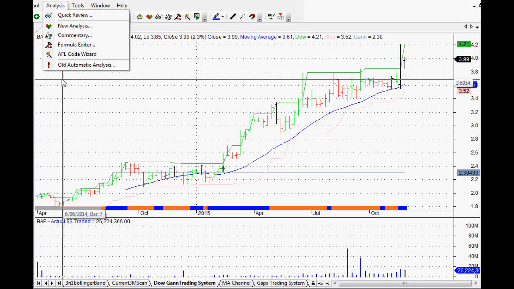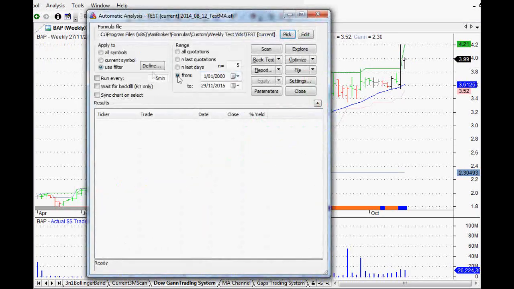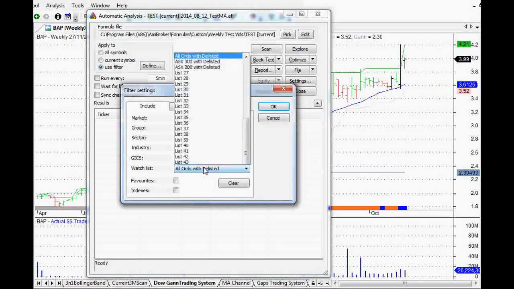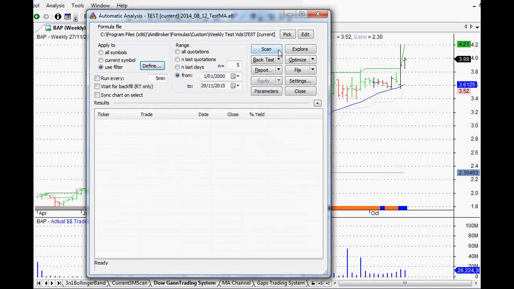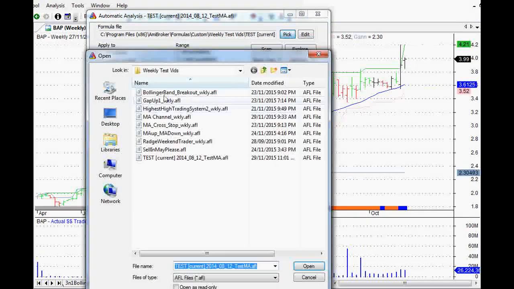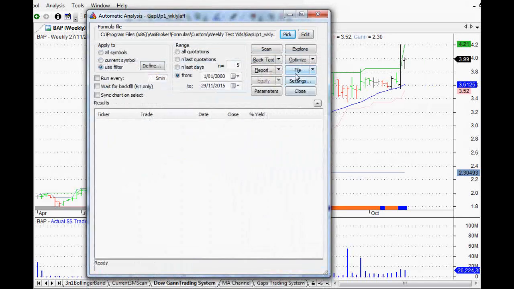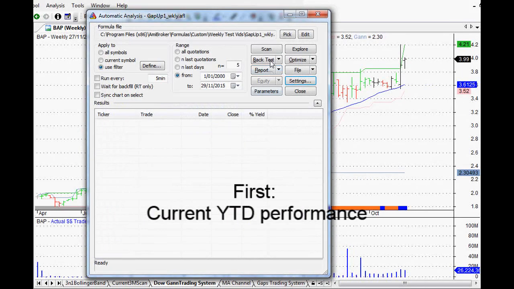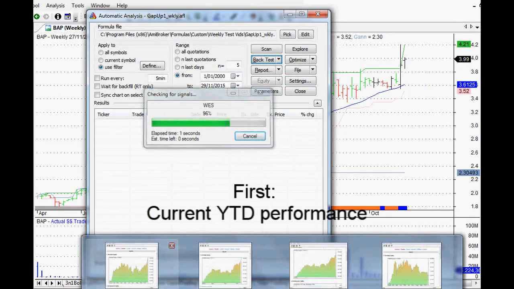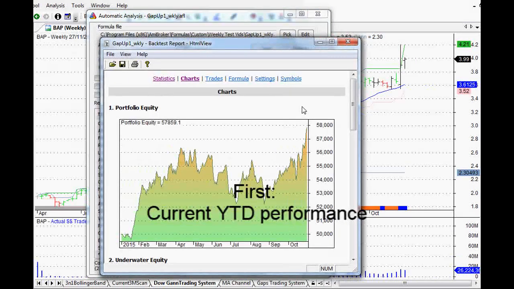So if we were to just jump into our automatic analysis, make sure that we've got the right universe of stocks and we've got the ASX top 200. What we'll do is we'll just choose the gap one first and make sure it's on the daily time frame. So the current results for the gap trading system, and here's one that I've got currently.